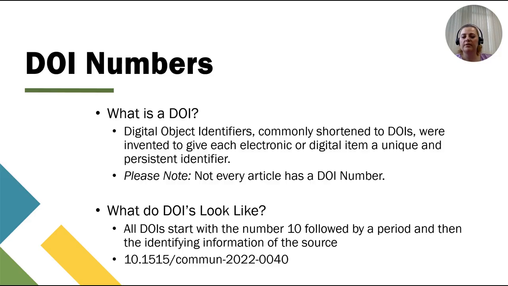All DOIs start with the number 10 followed by a period and then identifying information about the source. As you can see here, we have 10.1515, a backslash, COMMUN, which is probably the first chunk of the publication, and then some numbers and additional dates and information that tells you where within that source this material is.